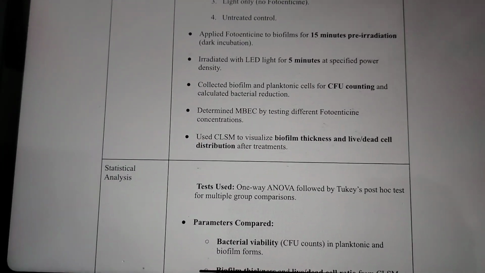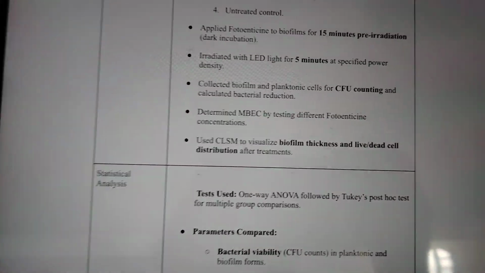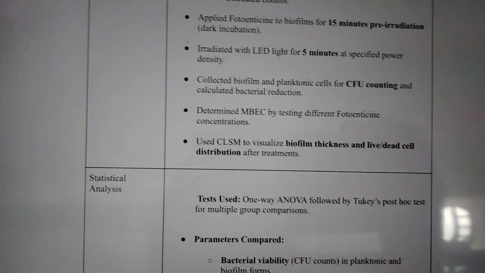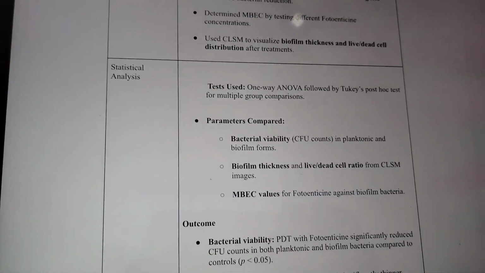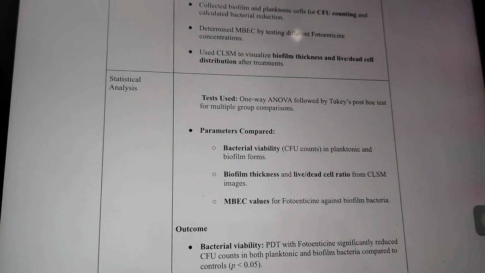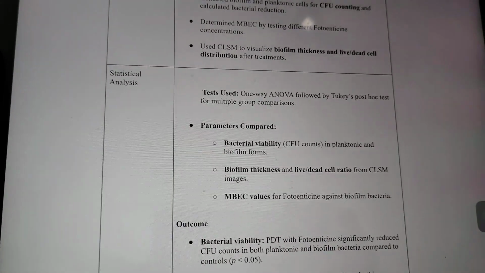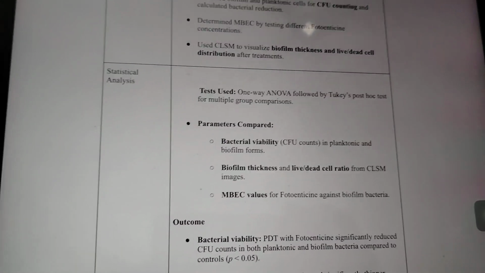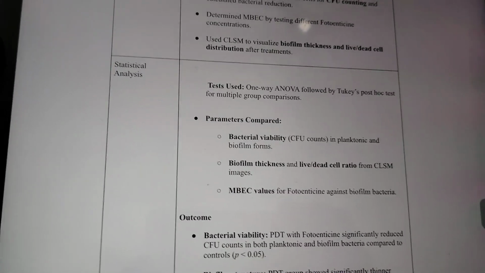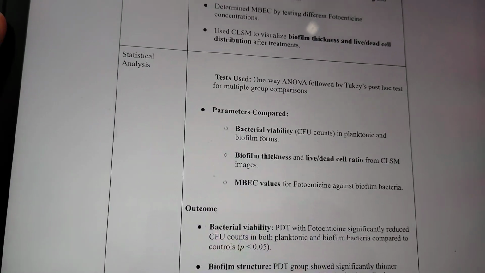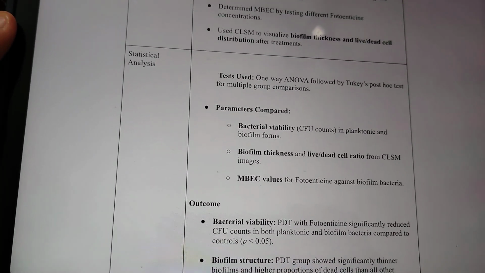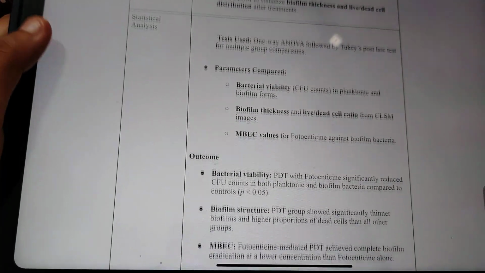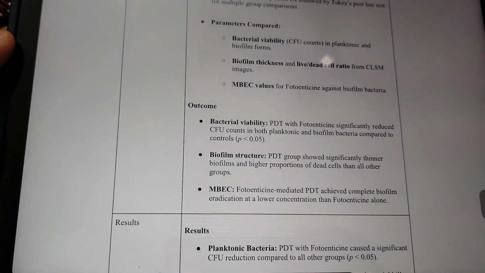Statistical analysis test used was one-way ANOVA followed by Tukey's post hoc test for multiple group comparisons. Parameters compared were bacterial viability in planktonic versus biofilm forms, biofilm thickness and live dead cell ratio from CLSM, MBEC values for photoenticin against biofilm bacteria. Outcome: bacterial viability.